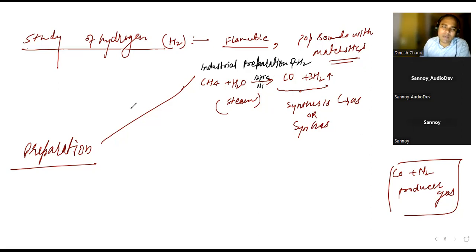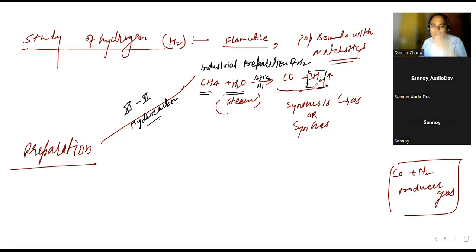Where is it given? This is in the 11th, volume two. This is the second volume, and the chapter is Hydrocarbons. It is also given in the NCERT, this chapter also. So how are you preparing? You are passing the steam to the methane. If you are passing steam to the methane, it is going to give what? The carbon monoxide and the hydrogen gas. Hydrogen gas, this is the industrial method.